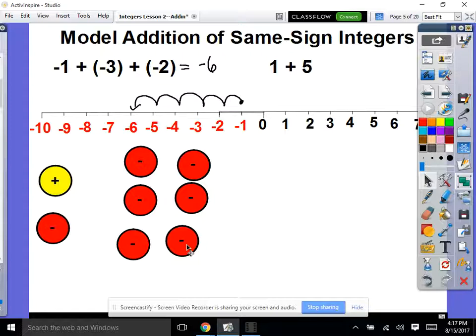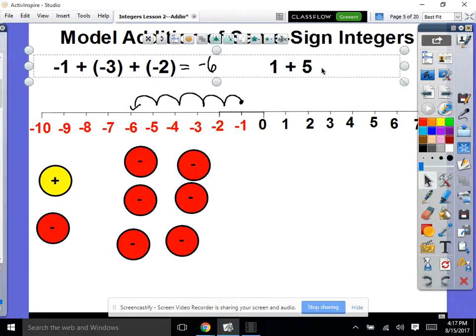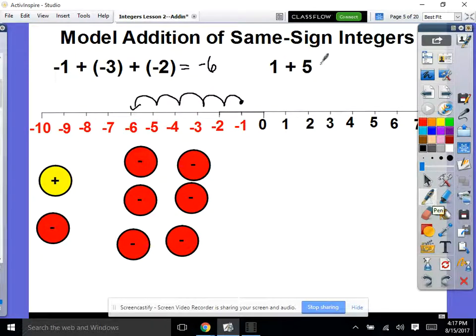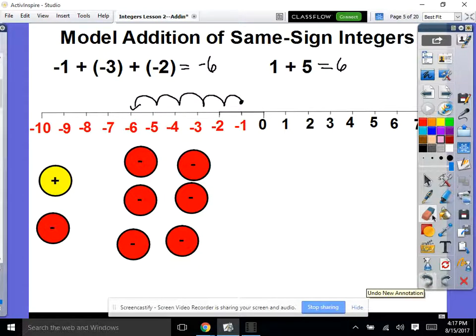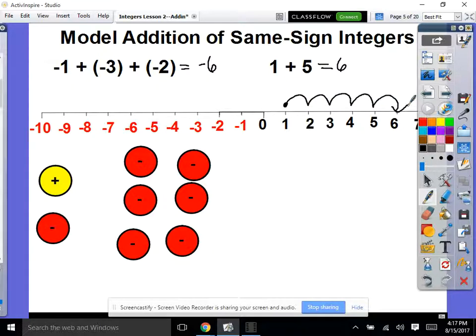Now, I think y'all are pretty smart, and I think you can do 1 plus 5, and you can already tell me the answer. So we already know that 1 plus 5 equals 6, and I'm going to erase this part on the number line. That erased the whole thing, didn't it? So let's make that a little bit smaller. And we're going to start at 1. So if we start at 1 and then we add 5 positives, that's 1, 2, 3, 4, 5. That's our answer, 6.